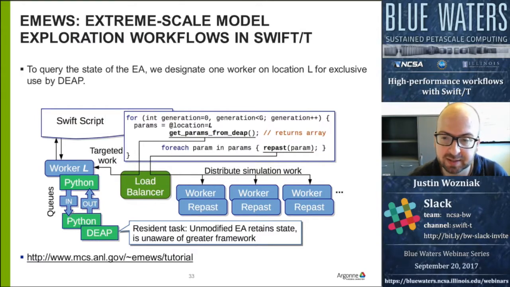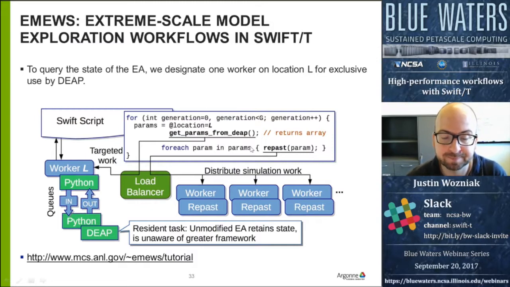So for example, in this example here, we're using Deep, which is a third-party evolutionary algorithms library in Python. And Deep is then generating all of these parameters. So from one generation to the next, and by generation we mean evolutionary algorithm generation, we are getting the parameters from Deep and then farming those parameters out in a Swift for each loop to this simulator called Repast. So all the workers are running Repast tasks the way they would normally do in Swift. It's load balanced by the Swift load balancer, and then the results come back and they're fed into Deep.